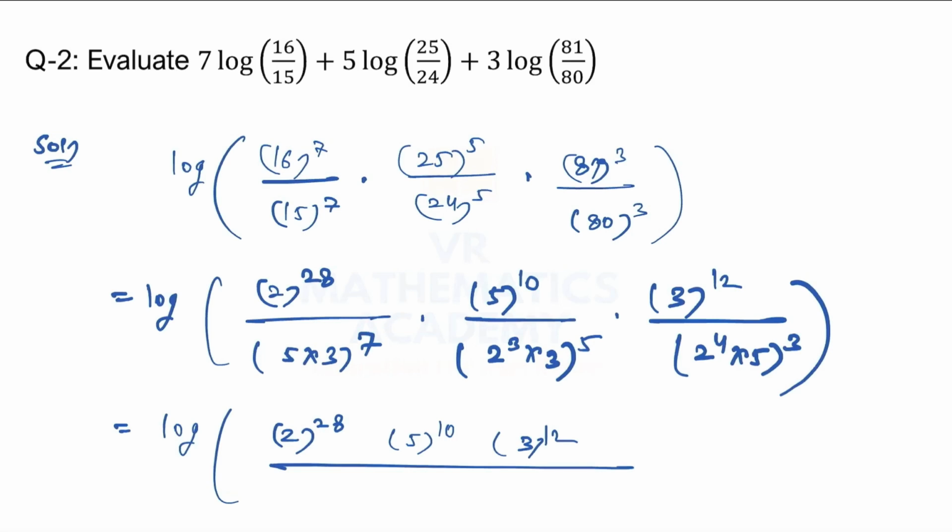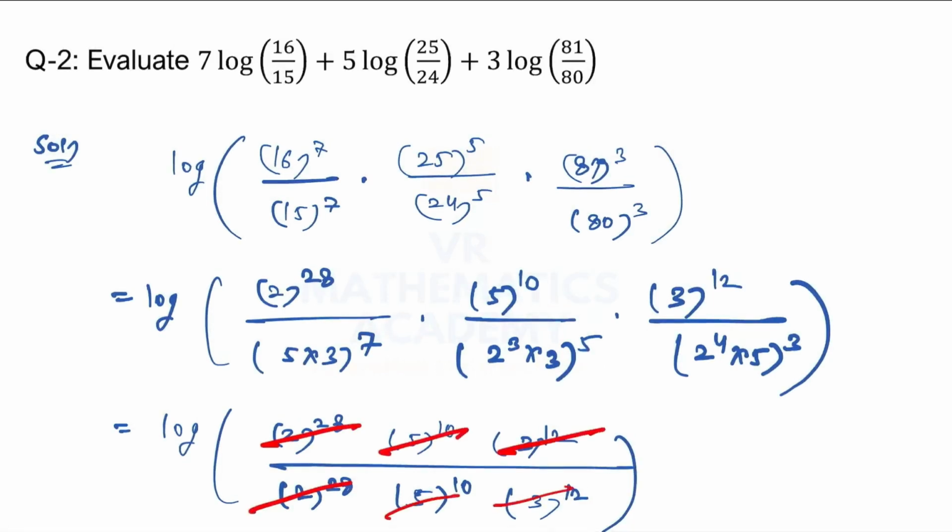Now in the denominator we can see that the exponent of 2 is 3 plus 5, so the exponent of 2 is also 28, 15 plus 12, and 5 raised to the power also 10, and the 3 raised to the power we can write down as 12. So you can easily find that all terms will be cancelled out, and this is equal to log 1. The value of log 1 is 0. So the answer is 0.